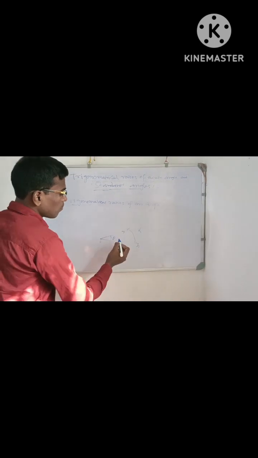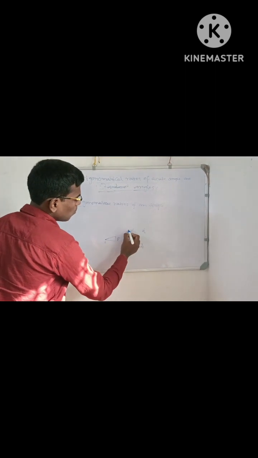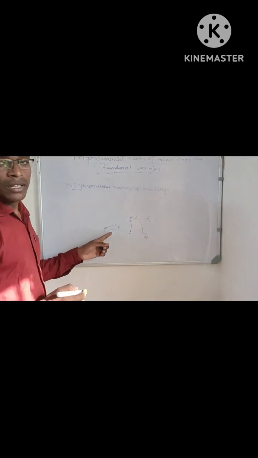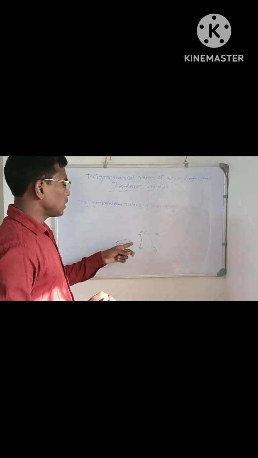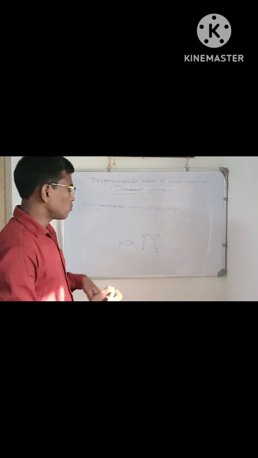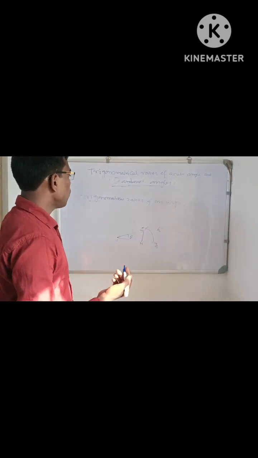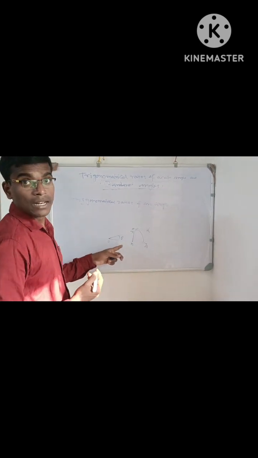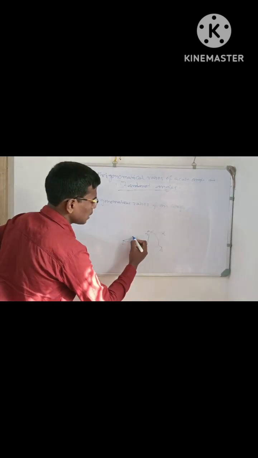A perpendicular is drawn on the line OA. Suppose this is P, and this angle is definitely an acute angle. Why is it an acute angle? As the sum of the three angles of a triangle is 180, it must be an acute angle. Now we will know about trigonometrical ratios with respect to this angle. With respect to this angle, this is the perpendicular, this is the base, and this is the hypotenuse.